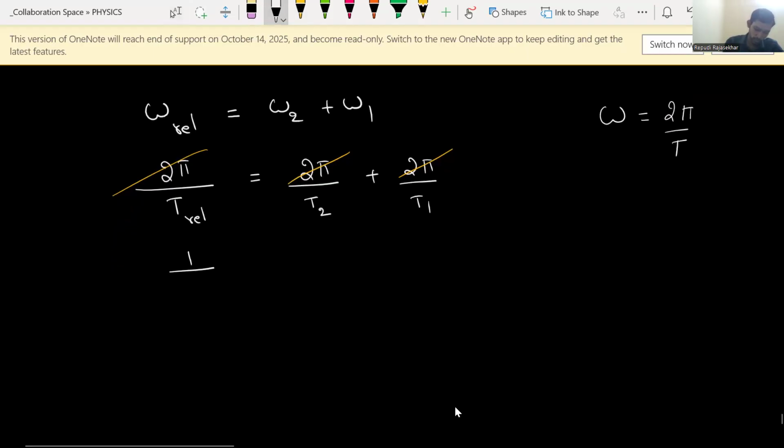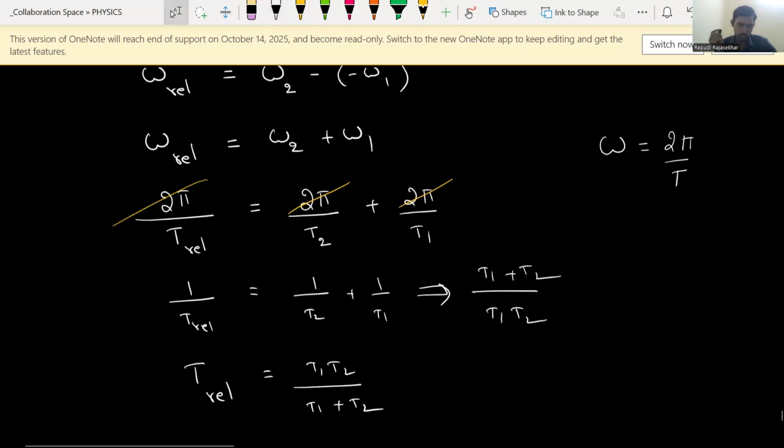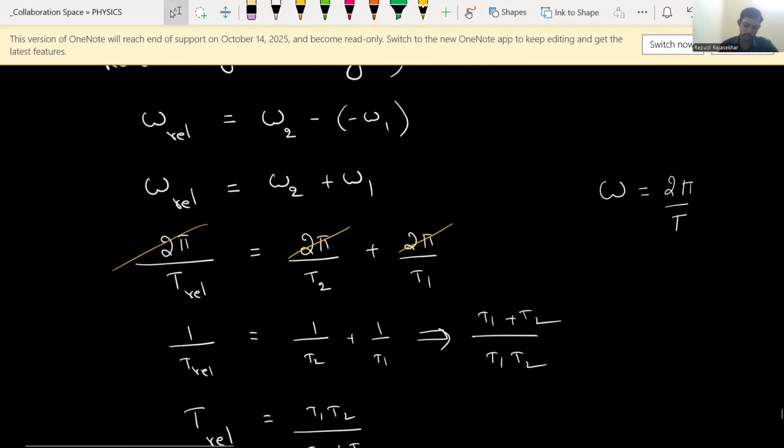So 1 divided by T relative equals 1 by T2 plus 1 by T1. Just cross multiply, so that T relative equals T1 T2 divided by T1 plus T2. This is the relative time period. What is the T1 value? We know. What is the T2 value? We know. Just substitute both here.